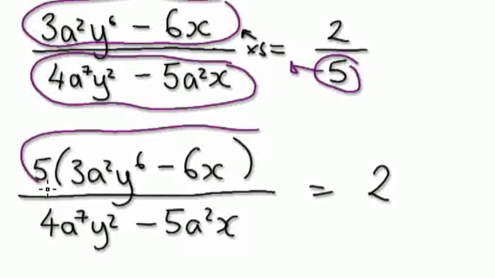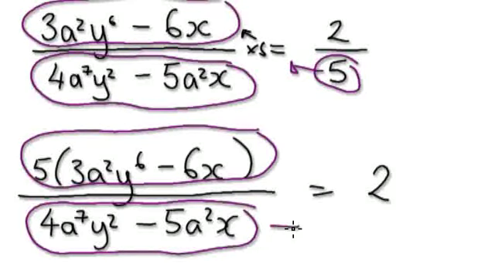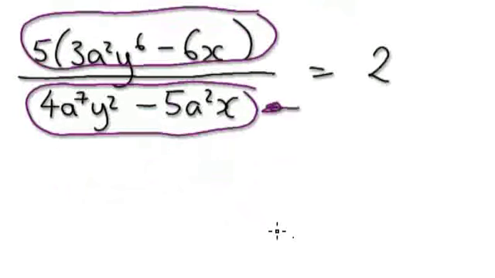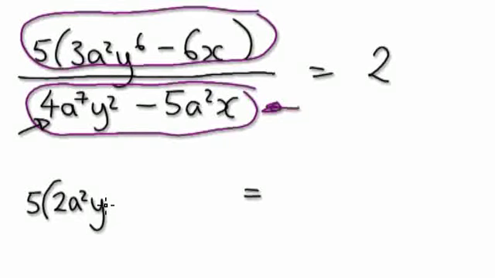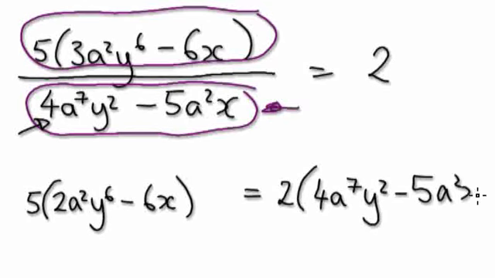Now visualize this as you've got one bubble here, and then dividing it by this bubble here. So now times both sides by this bottom bubble here. Okay, hang on. So times both sides by that bubble. On this side, it's going to get killed off, this thing here. So it's just going to be 5 bracket 2a squared y to the power of 6 minus 6x, close it off. On this side, you're going to have 2 bracket 4a to the power of 7y squared minus 5a squared x. Okay. Now you can see x is here and here.